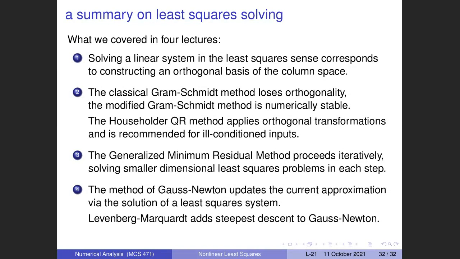We've seen the generalized minimum residual method. That is an iterative method that applies the least square solving to smaller problems, taking a selection of the columns of the matrix. And we finished with several combinations of methods, the method of Gauss Newton and the method of Levenberg-Marquardt, combining again ideas from optimization and linear algebra. So I'm running out of time, so I will stop this recording.